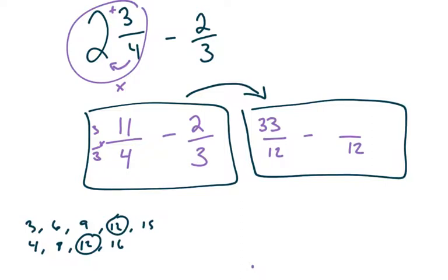In a fraction, whatever you do to the bottom, you have to do to the top. So 3 times 4 is 12. 2 times 4 is 8. So now I'm looking at 8/12 as my equivalent fraction for 2/3.